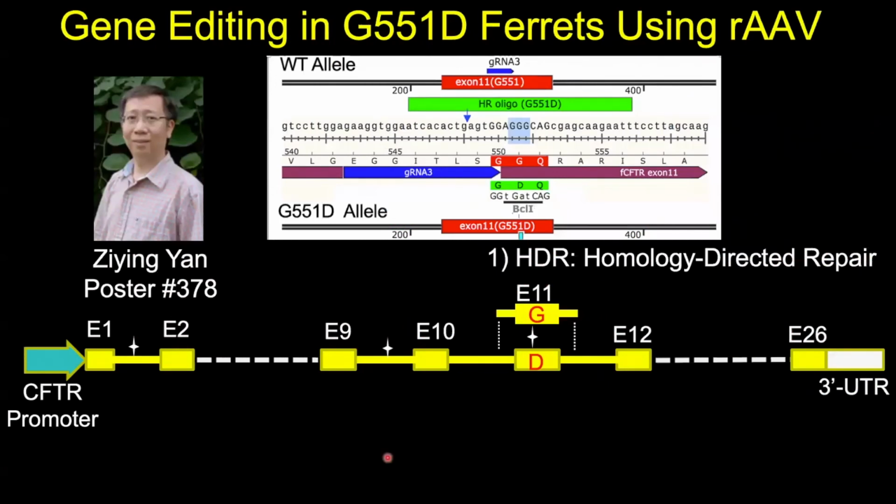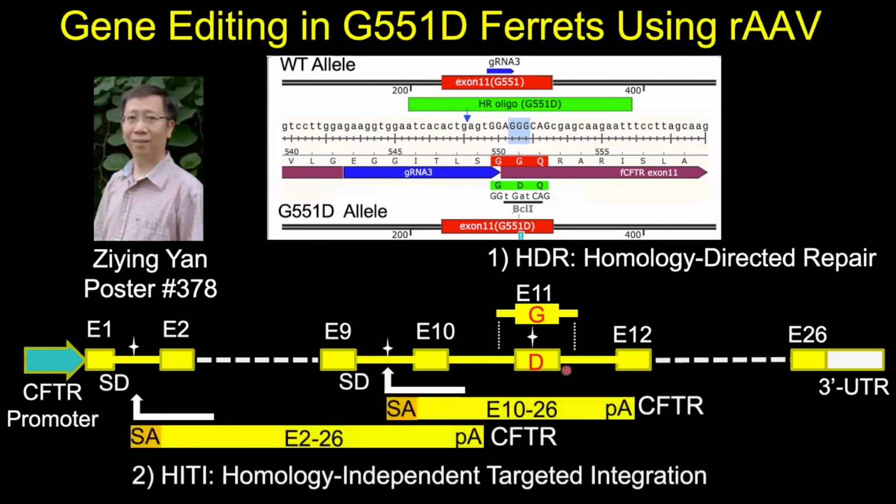Lastly, gene editing methods that we've been using involve recombinant AAV, attempting to edit the G551D locus using either homology directed repair or insertion of two large exons of CFTR using a non-homologous end joining approach.